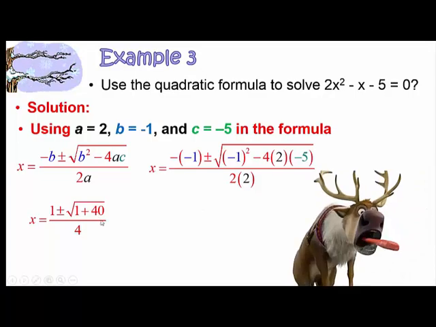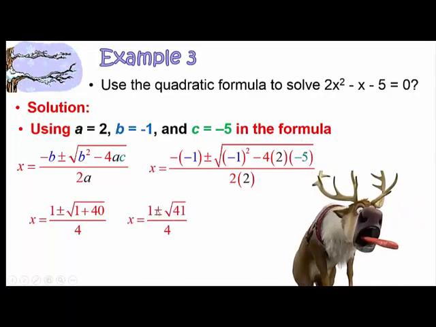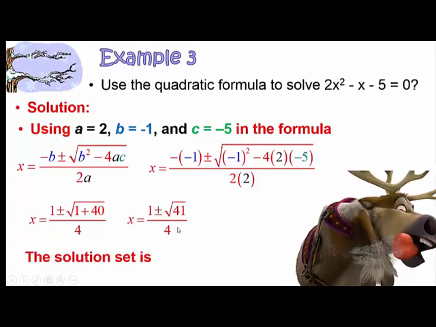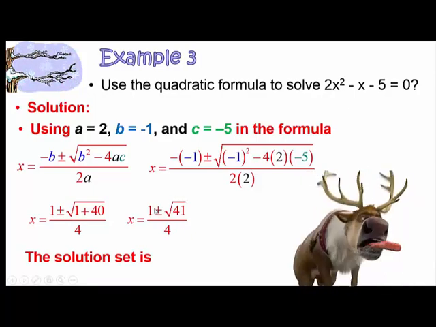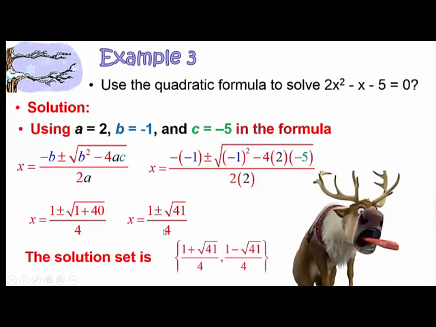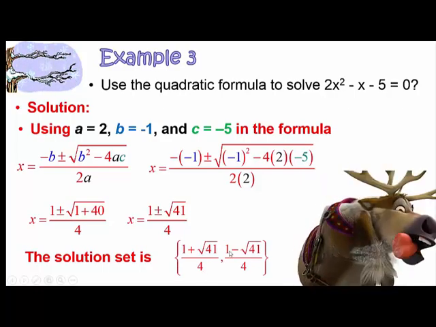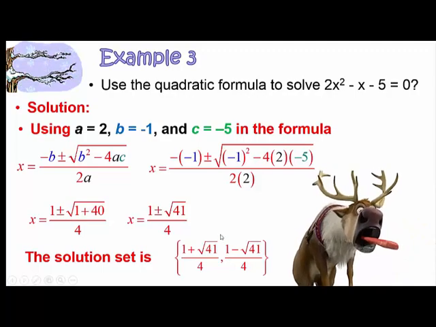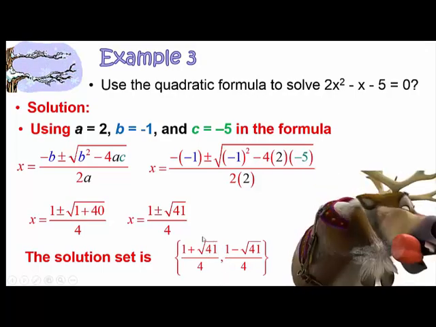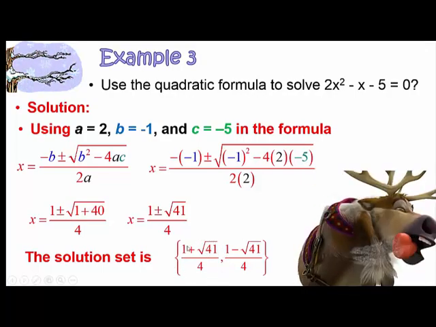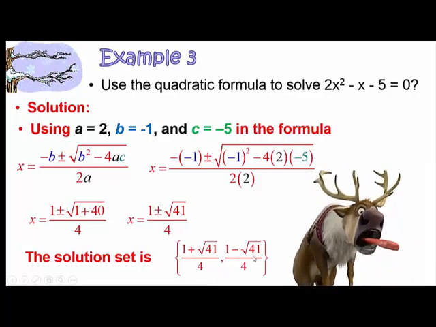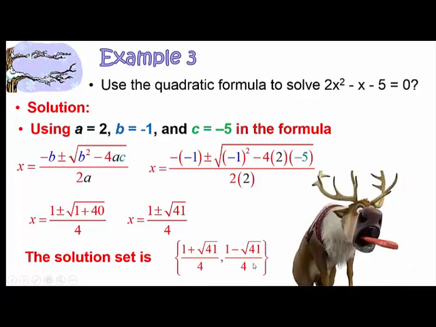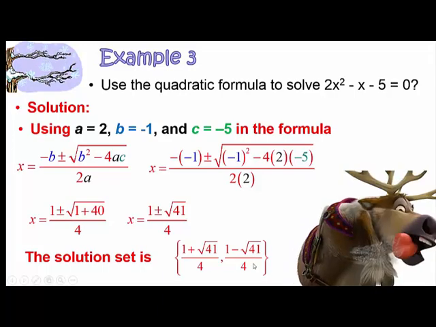So here we get 1 plus or minus the square root of 41. So therefore, the solution set is 1 plus the square root of 41 over 4, and 1 minus the square root of 41 over 4. So you see here, sometimes you have fractional answers. So remember that fractions do happen.